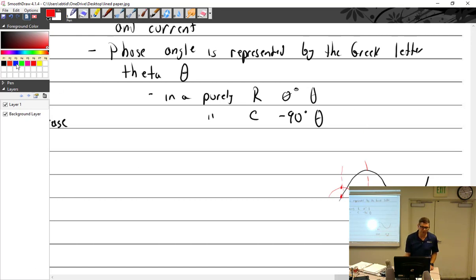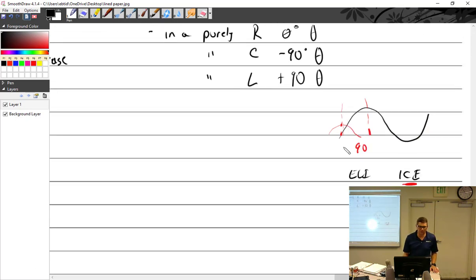And then in a purely inductive circuit, it's going to be positive 90 degrees. Or you can just say 90 degrees. It's 90 degrees out of phase, because the opposite is true. So if we drew something with an inductor, maximum will be here, so it'll be going more like this, so we're at 90 degrees off that way.